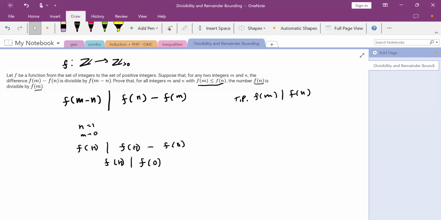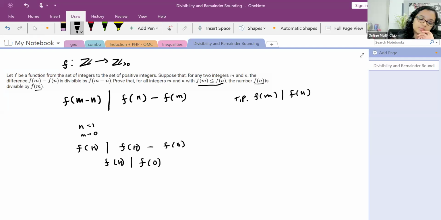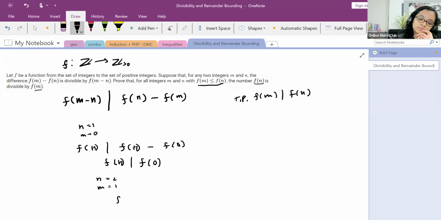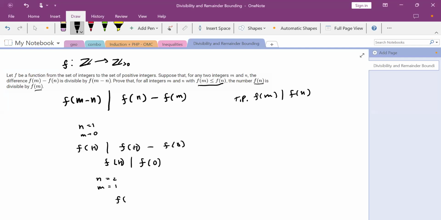I was thinking that we could just induct on this. If we take n as 2 and m as 1, f of 1 divides f of 2 minus f of 1, so f of 1 divides f of 2. So f of 1 divides all integers.